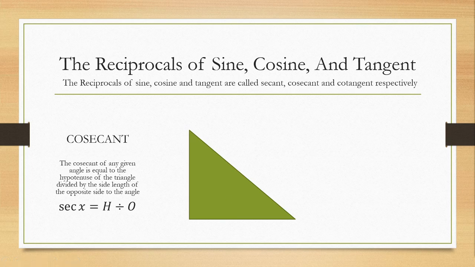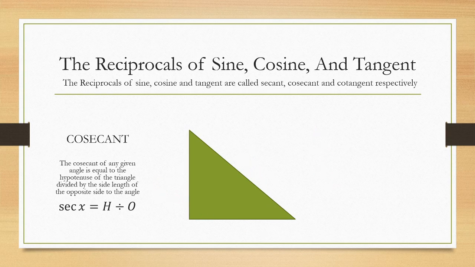So, for example, if we have x over here, the angle x, that means the cosecant of x would equal h divided by o. So that would be over here. You would do o. Sorry, this is hypotenuse, and this is equal to o. And that would mean that the cosecant of x would equal h over o. So if this was equal to 5, this is equal to 3, then the cosecant of x would equal 3 over 5.